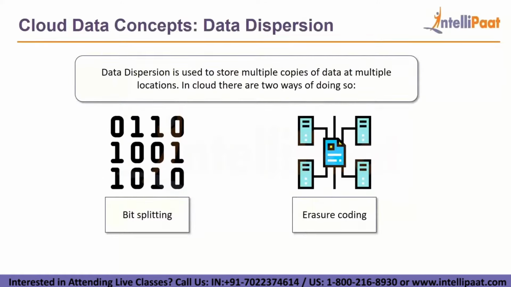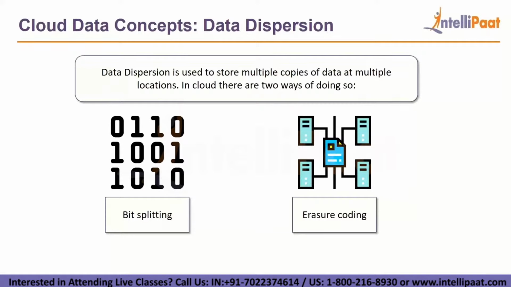Data dispersion is used to store multiple copies of data at multiple locations. In cloud, there are two ways of doing it. First is called bit splitting, second is called erasure codes. Both of them are quite popularly used in storage systems. They both have their own pros and cons, and they both have their own special way of working.